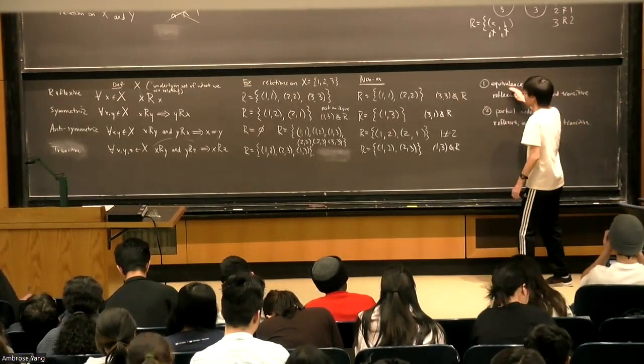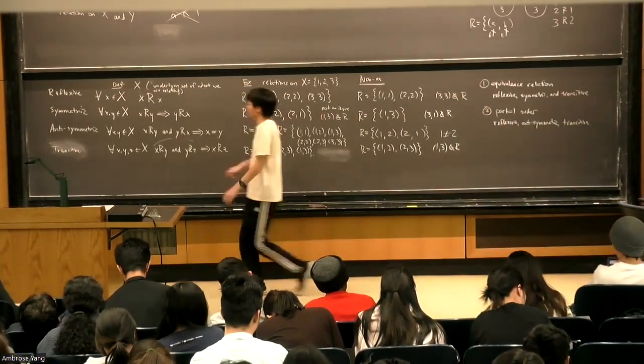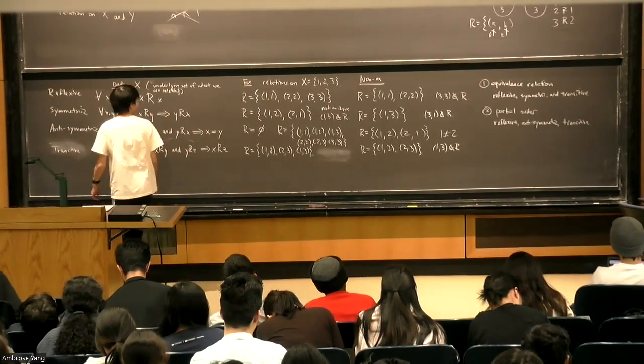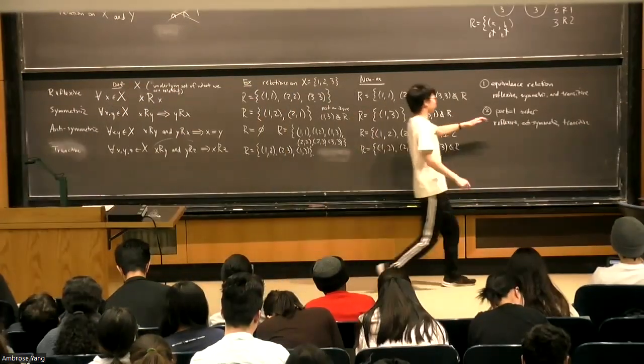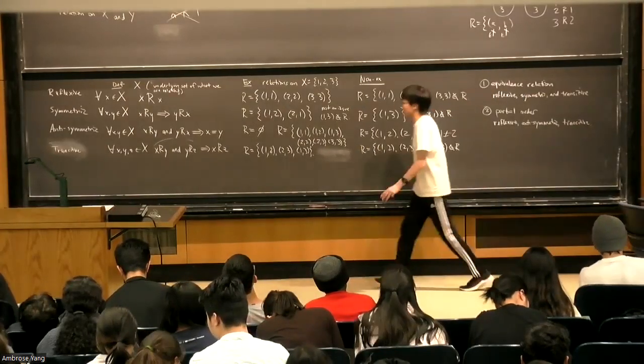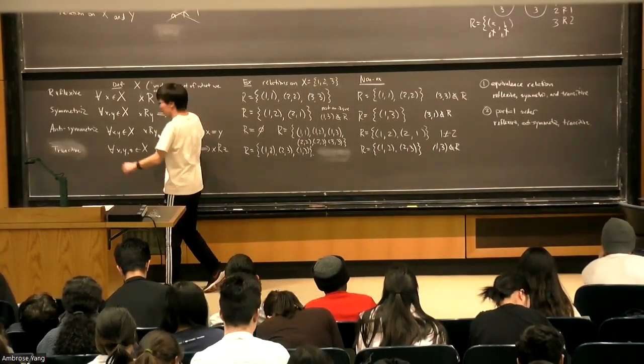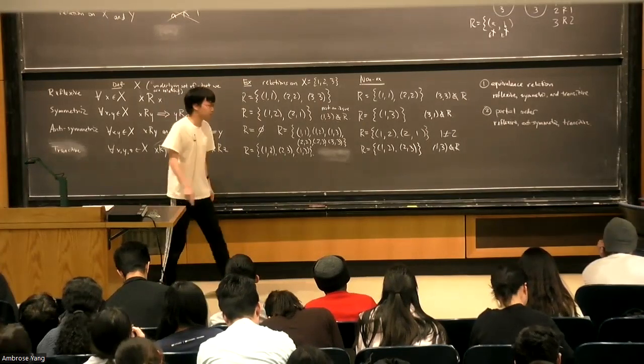It's when my relation satisfies three properties: reflexive, symmetric, transitive. When is my relation a partial order? It's when it satisfies three properties: reflexive, anti-symmetric, transitive.